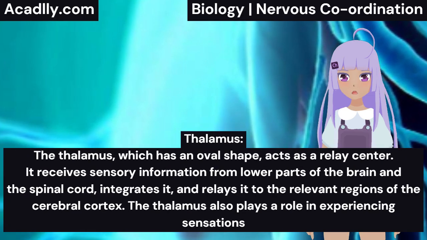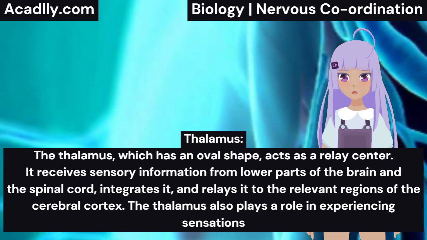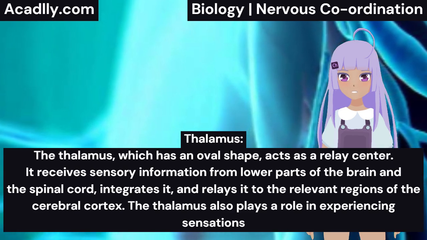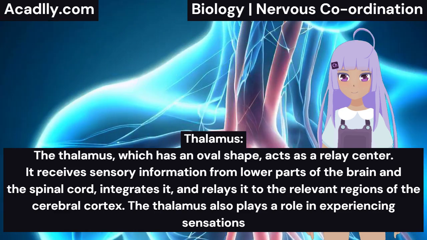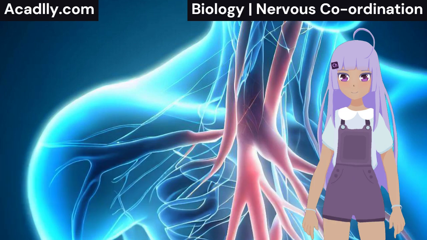Thalamus. The thalamus, which has an oval shape, acts as a relay center. It receives sensory information from lower parts of the brain and the spinal cord, integrates it, and relays it to the relevant regions of the cerebral cortex. The thalamus also plays a role in experiencing sensations.